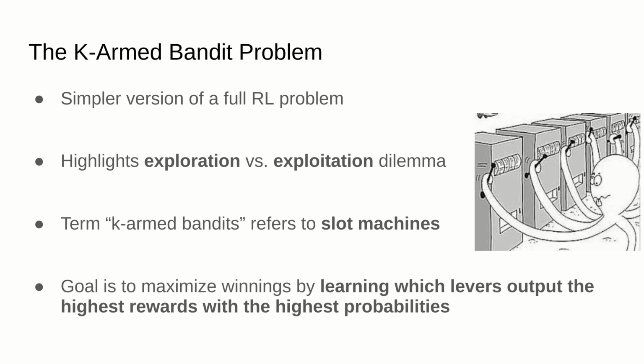So picture a slot machine, except instead of just having one lever or arm that you can pull, it can have any K number of levers. Taking an action is like pulling one of the levers, and each lever will give you some reward with some probability. The goal is to maximize winnings by learning which levers output the highest rewards with the highest probabilities and pulling those levers as much as possible.